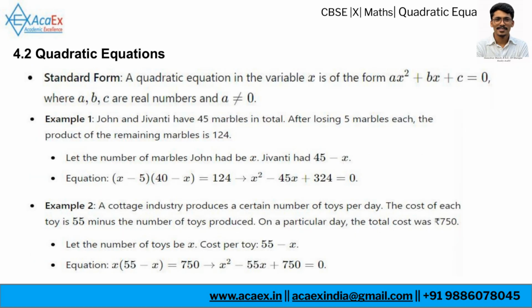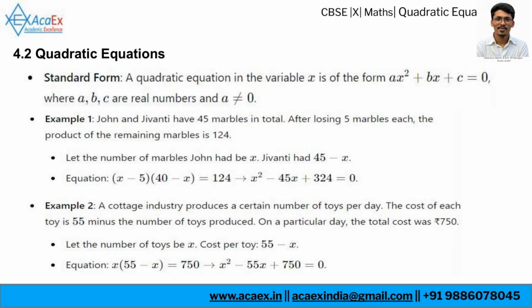Quadratic equations. A quadratic equation in a variable x is an equation in the standard form ax squared plus bx plus c equals 0, where a, b, and c are real numbers and a is not equal to 0. Example 1. John and Jayanti have 45 marbles. After each loses 5, the product of their remaining marbles is 124. If John had x marbles, the situation is represented by the equation (x minus 5) times (40 minus x) equals 124, which simplifies to x squared minus 45x plus 324 equals 0.